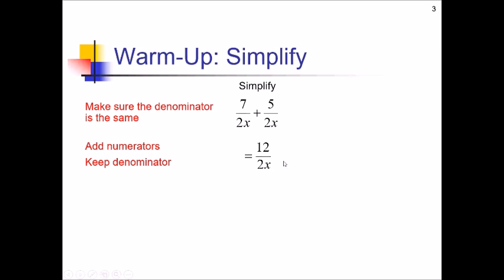You can think of it almost as combining like terms. If I had 7 apples plus 5 apples, I would end up with 12 apples, not 12 apples or something weird like that. Next thing to do is just make sure to reduce if it is possible. So looking back here, we see that 12 and 2 are both divisible by 2, so I can reduce those. That'll be a 6 over an invisible 1 down there. And then I can just write my final answer of 6 over x. So this is going to be our fully simplified fraction.